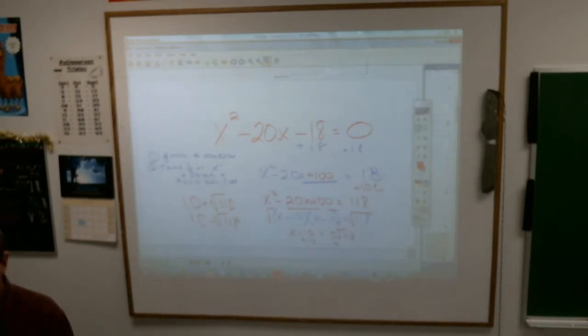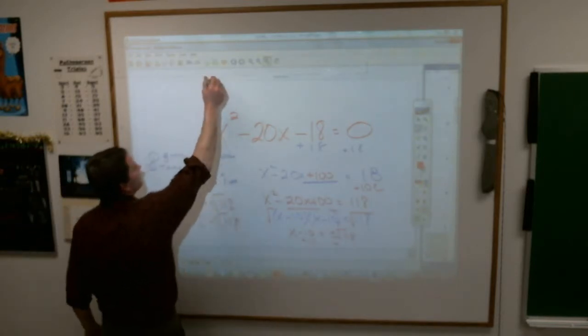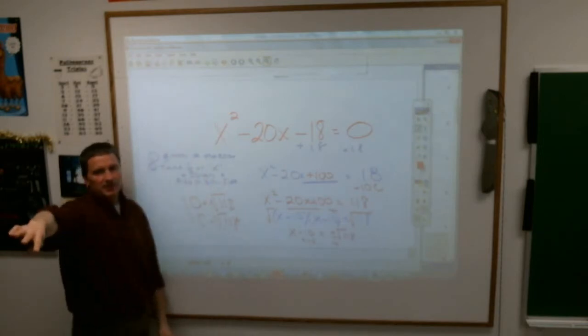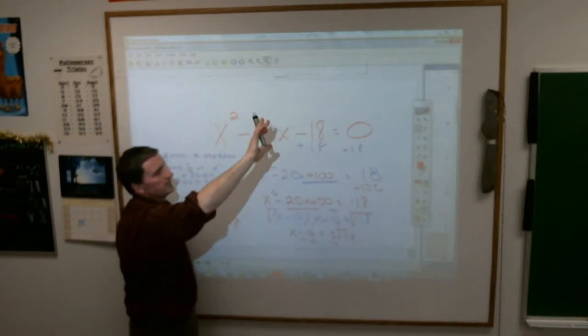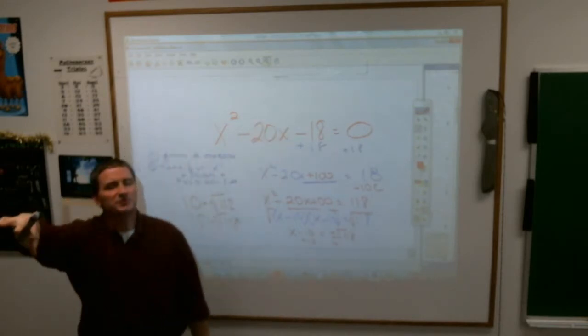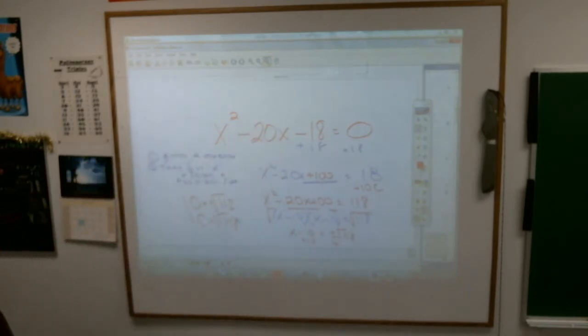So what if you have x squared minus 19x? Yeah, we're not gonna get to the odd numbers. That's a later lesson. If it's an odd number, unfortunately, then you have to deal with fractions.